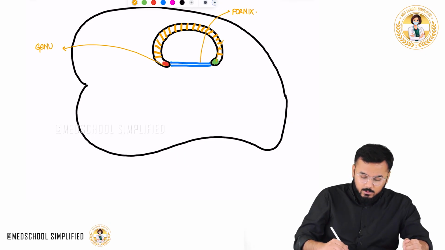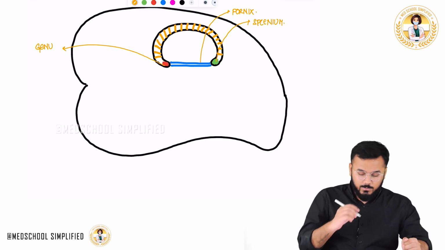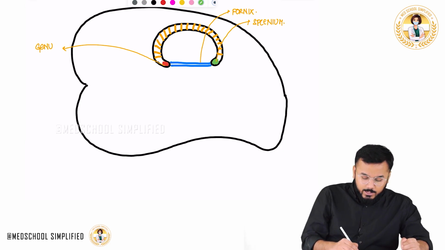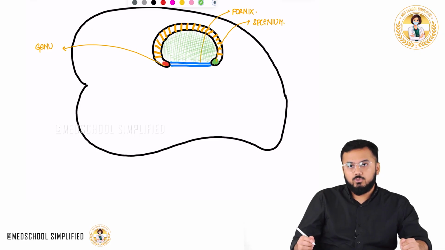Okay, and this part over here is called your splenium of the corpus callosum. So next important thing over here, let me draw these lines between the fornix and the corpus callosum. These lines which I am drawing with the green are called your septum pellucidum.